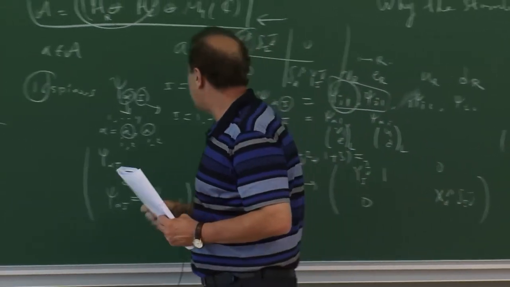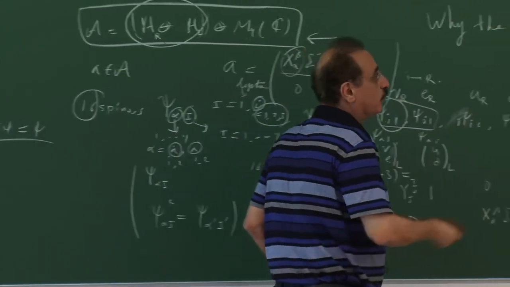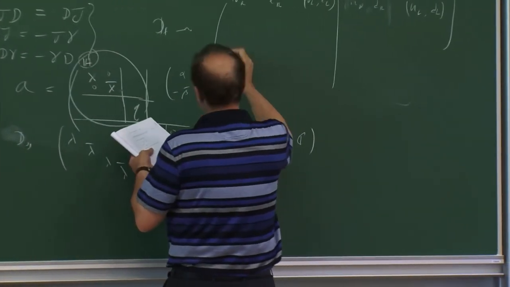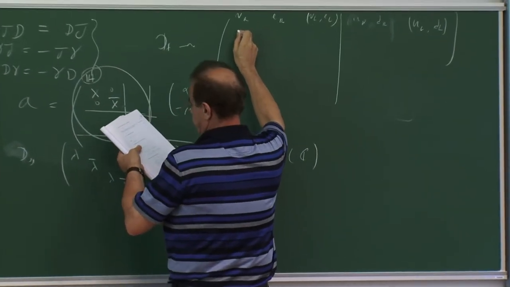If I want to write it down, I can write it down. Let me write it down, actually. So how does it look like? Many zeros.